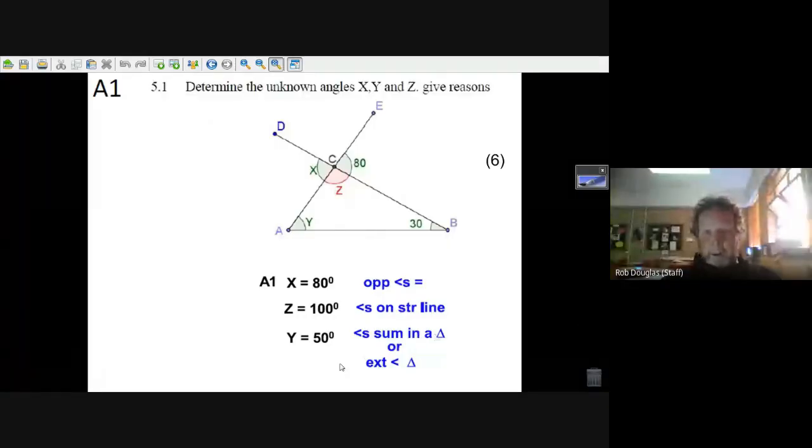Okay, there's actually another way you could do it. We know that X is 80 degrees. Well, that means these two have to add up to 80 degrees. So Y must be 50. 50 plus 30 is 80. Two different reasons you could use. This thing would be worth 6 marks.